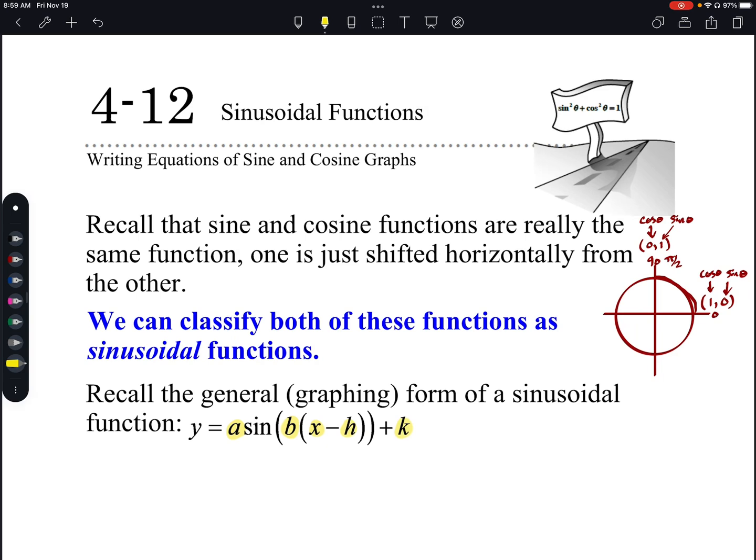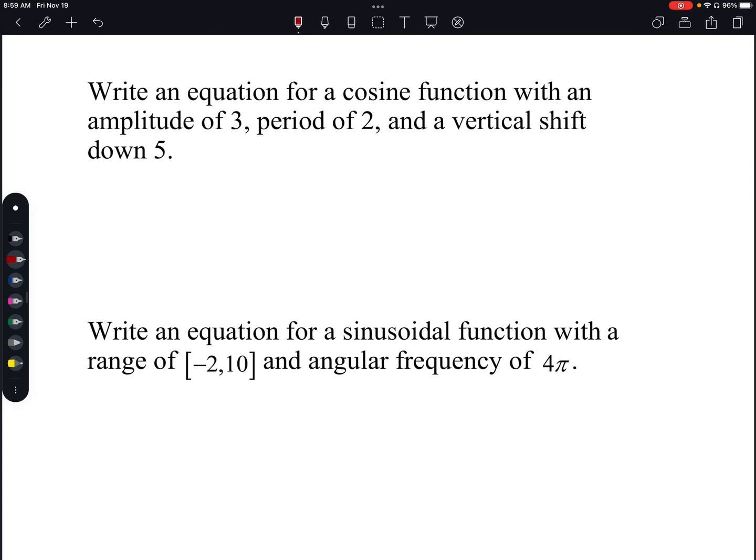And actually I should not be highlighting x. Okay, so we got these 4 parameters, and those 4 parameters we know all will affect our graph in different ways. So today we're going to focus on how to take the information from a graph and be able to put it into an equation using these parameters.